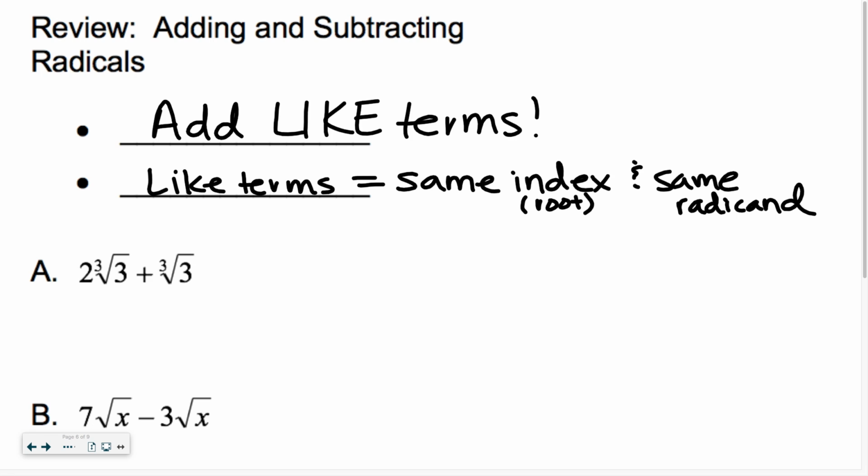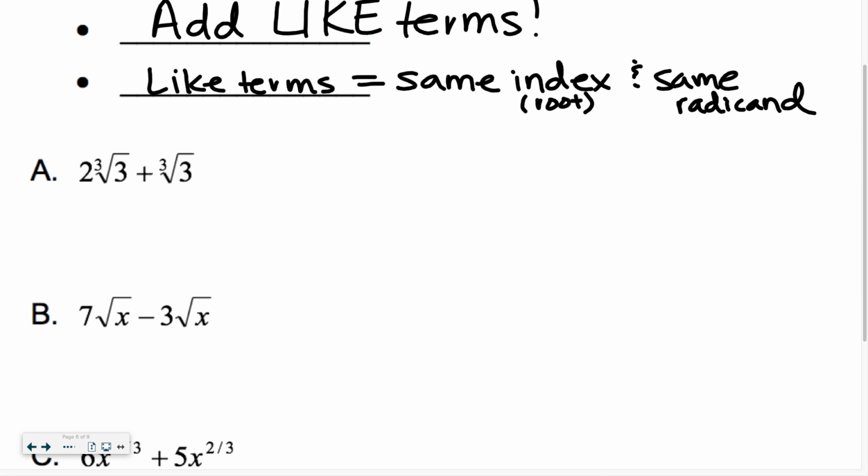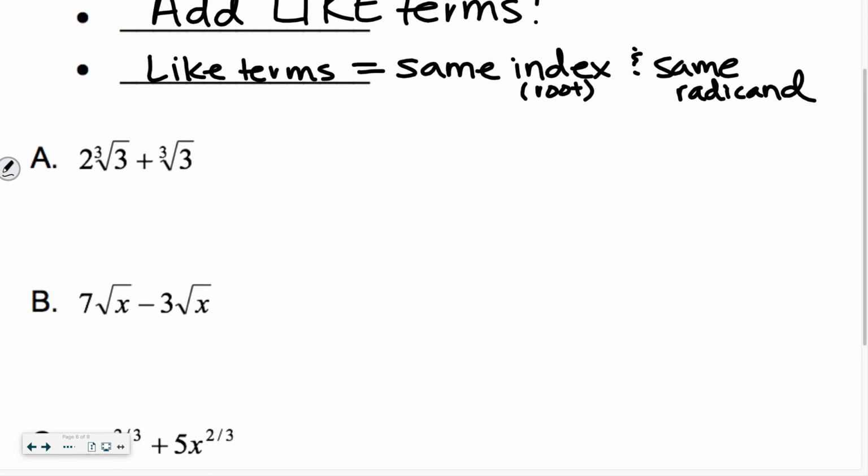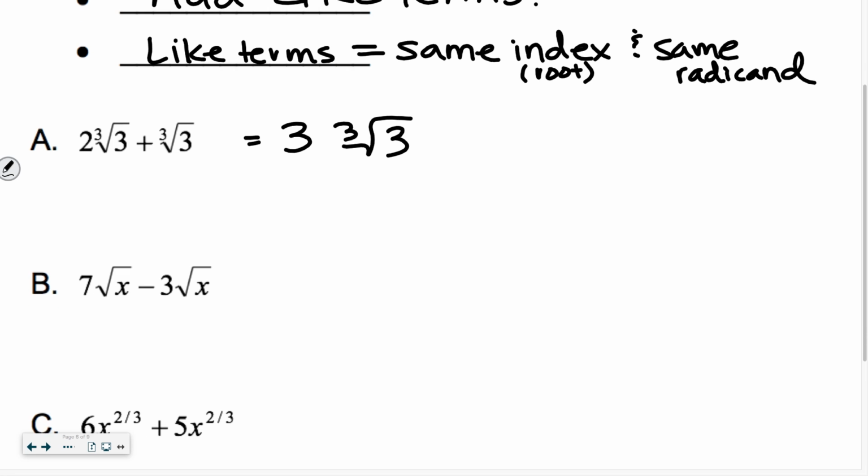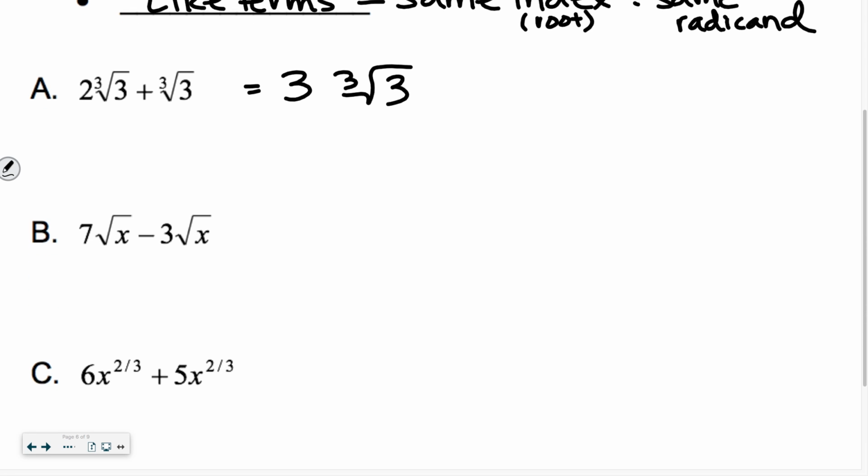So let's see. A, how many cube roots of 3 do you have? 3. They do not become cube roots of 6, cube roots of 9, 6 roots of 3, anything like that. Don't mess with the index, don't mess with the radical. I had 2 cube roots of 3 plus 1 cube root of 3. That makes 3 cube roots of 3. I'm adding the coefficients. B, 7 square root of x minus 3 square root of x. I have 4 square roots of x.